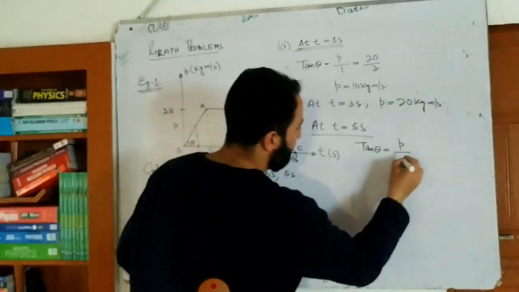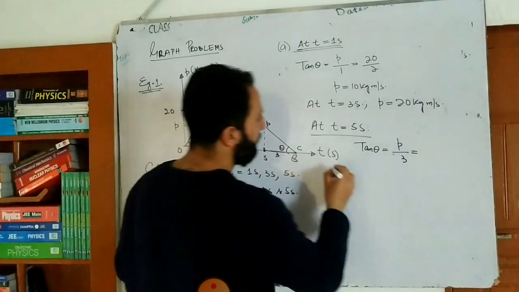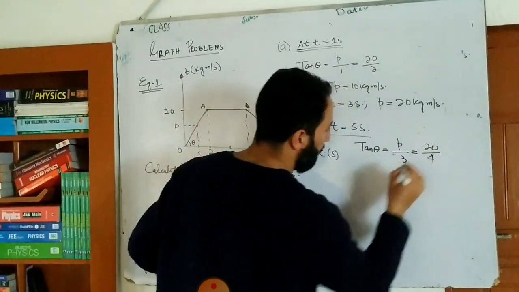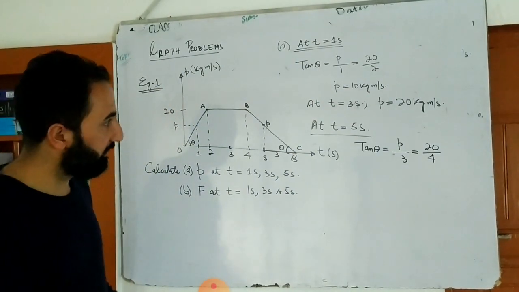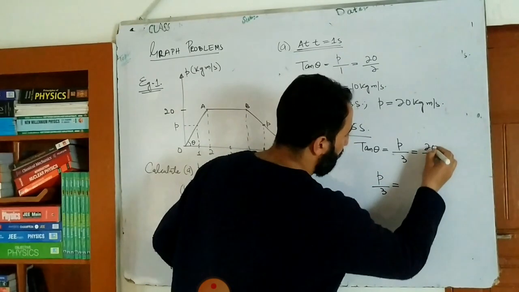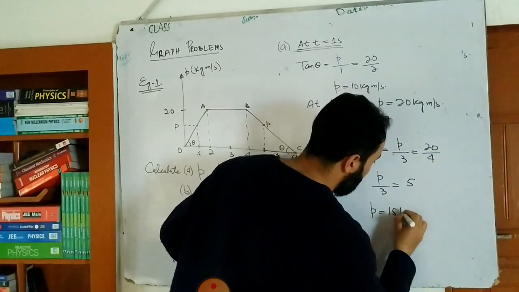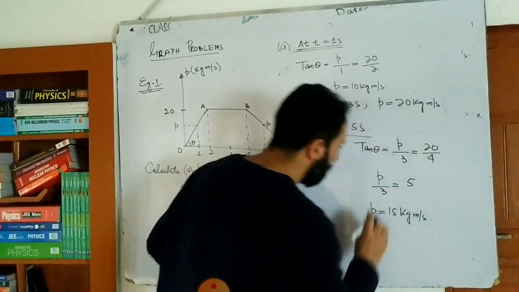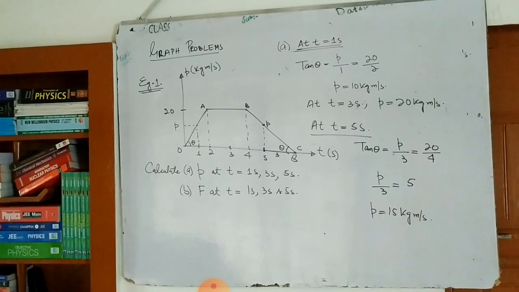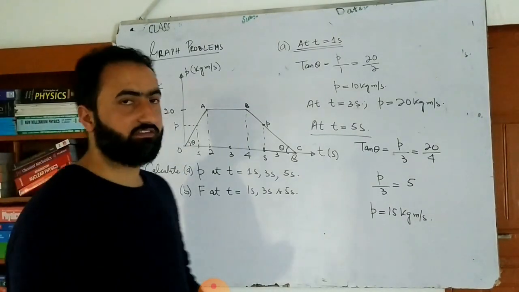So perpendicular divided by 3 is equal to this perpendicular, that is 20, divided by 8 minus 4, which is 4. So from that equation we can calculate the momentum at t equal to 5 seconds. P divided by 3 will be equal to 20 by 4, that's equal to 5. So P is equal to 15, 5 3s are 15 kilogram meter per second. So that is the A part. This is the way we calculate momentum.